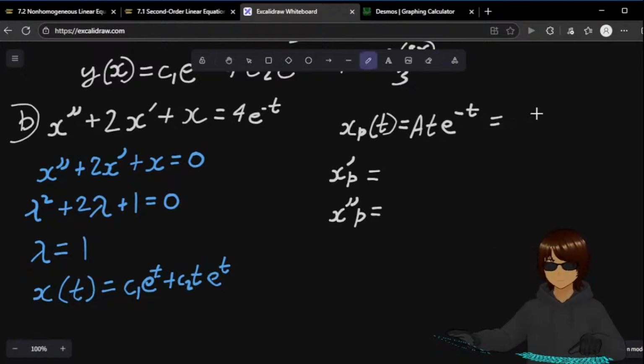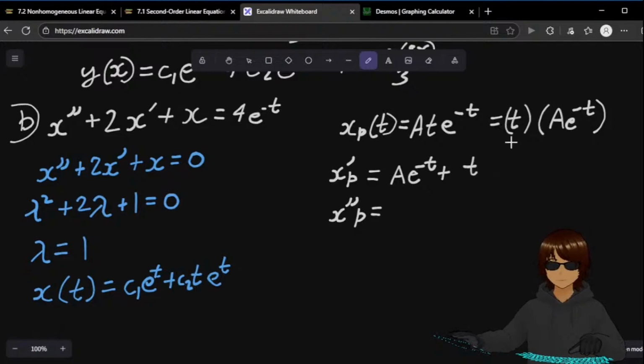So we have derivative of the first, which is just t, times the second, less the first times the derivative of the second. First times the derivative of the second. Derivative of this is minus a.